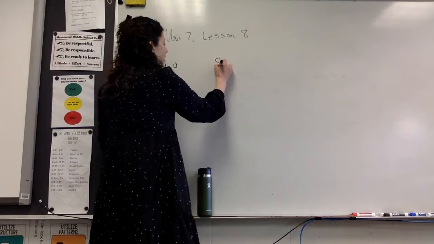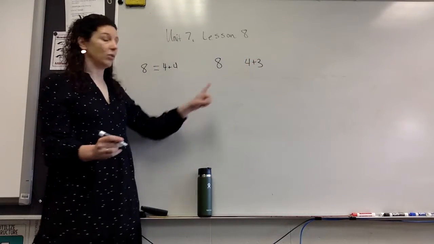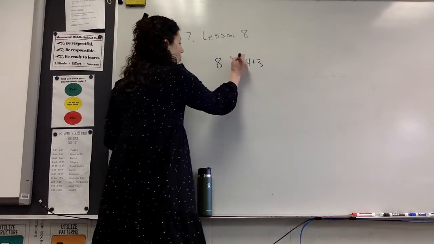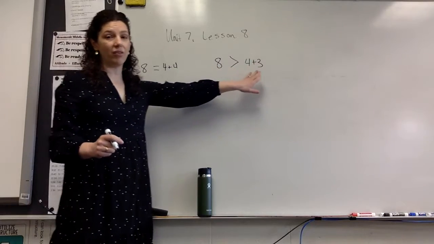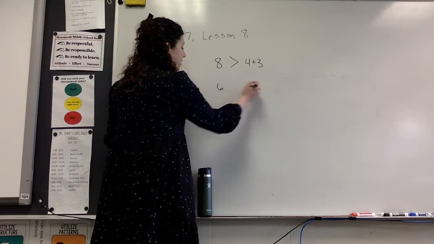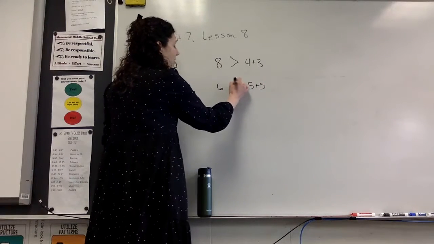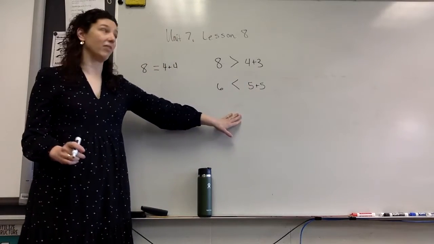Now, if I have something like 8 and 4 plus 3, these are not equal. This quantity has more value than this total. So we use that symbol. We read this as 8 is greater than 4 plus 3. Now, if I had something like 6 and 5 plus 5, now I would need to use that symbol. We'd read this as 6 is less than 5 plus 5.